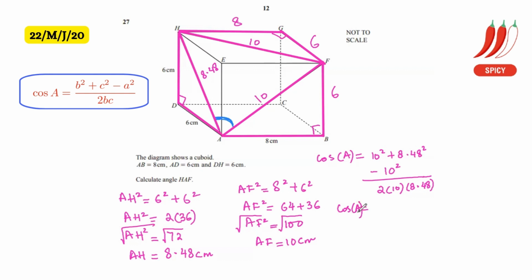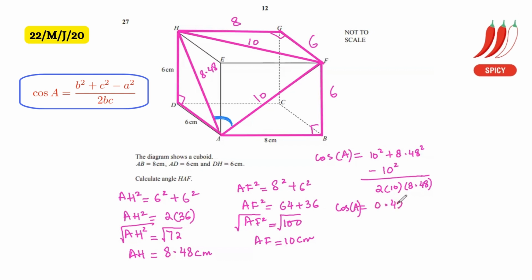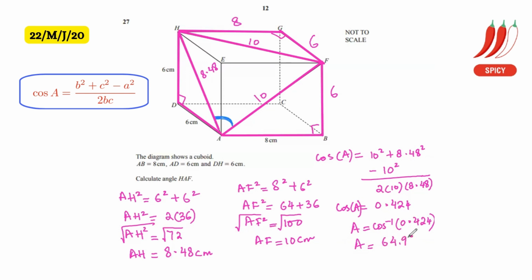That's going to give us 0.424. A would be cos inverse of 0.424, and that equals 64.9 degrees. That is angle HAF. So as you can see in this question, we applied two things. We applied Pythagoras because we had right angle triangles, and we used those to find the missing lengths. And once we had the missing lengths, we applied the cosine rule to find the missing angle.